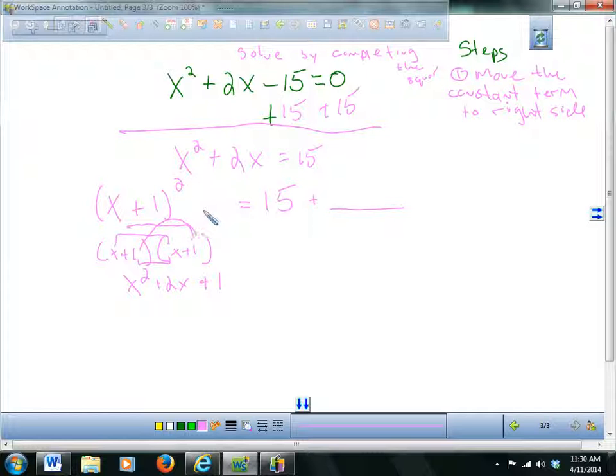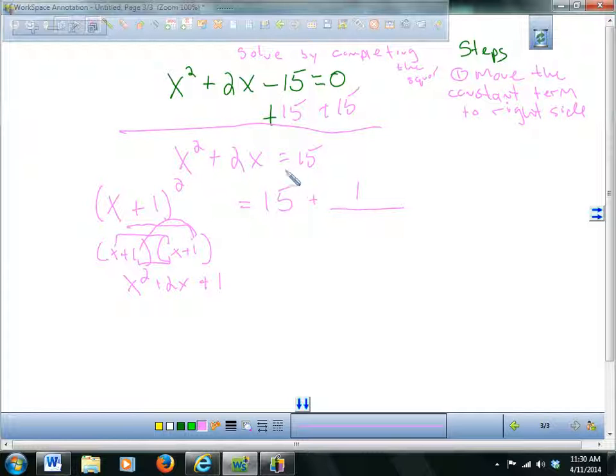So what I have added over here, when I rewrote this as this, I added 1 to this side of the equation. Now the equations have to stay balanced. So if I added 1 to this side of the equation, what do I have to do to this side of the equation? Add 1. Now these equations are balanced. Okay? Why are we adding 1? Because I'm rewriting this left side as x plus 1 squared. Isn't 1 squared 1? Yes. But didn't you already minus 15?